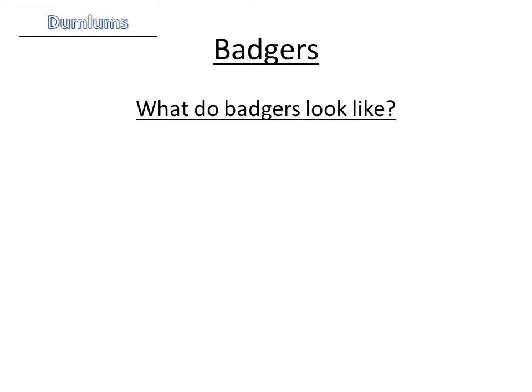This is how we are going to set out this work on your page. At the very top of your page, you should have your date, underlined with a ruler, and your learning objective, underlined with a ruler. You should have that already at the top of your page.